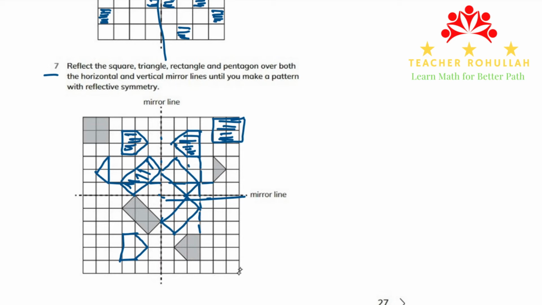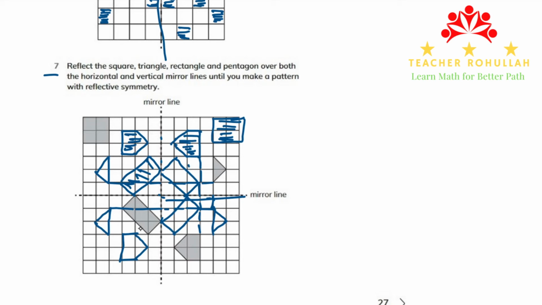And the triangle is missing here. So it is apart 1 line. It can be over here, the triangle. This same triangle can be on the other side also. 1, 2, 3, 4. It is apart 4 lines. 1, 2, 3, 4. So the triangle can be here. The triangle is over here.